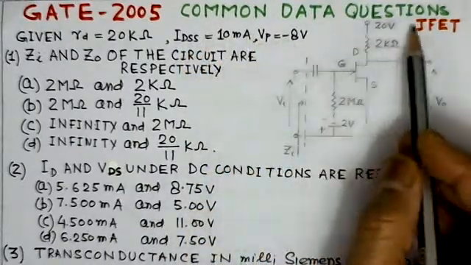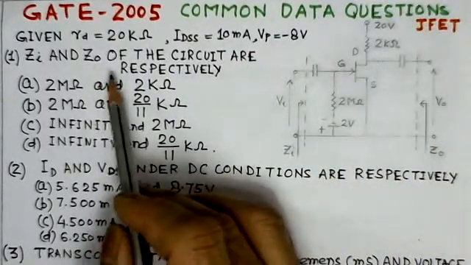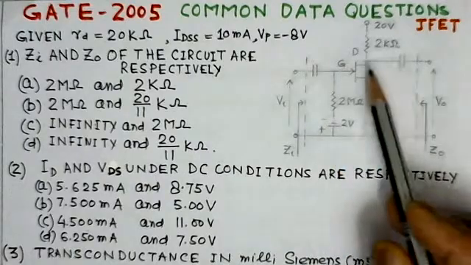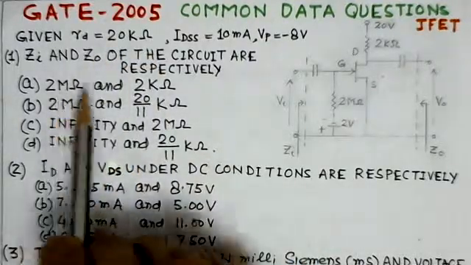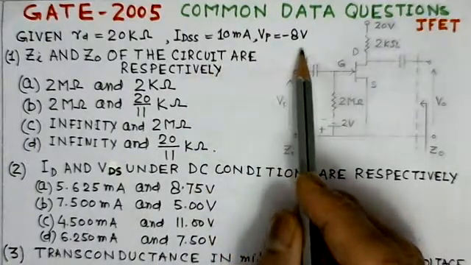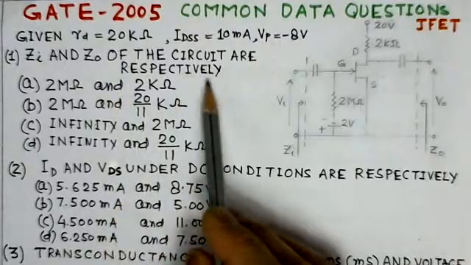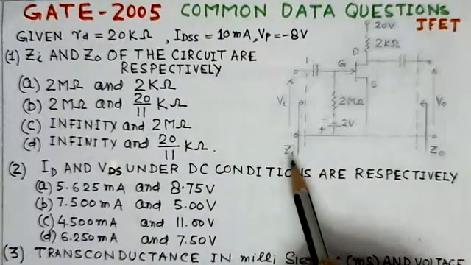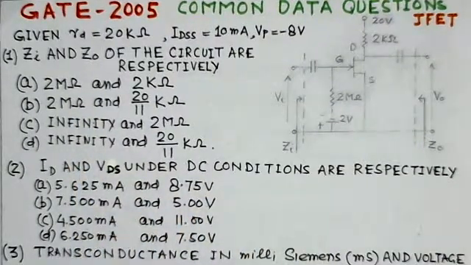GATE 2005, this is a common data type of question, and basically consists of three parts. The given parameters for the circuit as shown here are: RD, the drain resistance, is 20 kilo ohms, IDSS is 10 milliamperes, VP is minus 8 volts. Part one: ZI and Z0 of the circuit are respectively. So we have to find the ZI and Z0 for the circuit. Then four options are given here, and we have to see which is the right option.